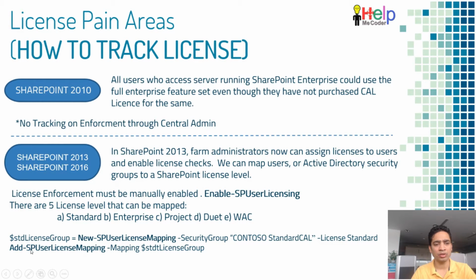Now then you add sp user licensing mapping slash mapping, and then this variable for enterprise. So if you have an enterprise, you just do the same thing. You have the same command, but the last part you need to just change to slash licensing enterprise. So that's a very important feature that has been enabled on SharePoint 2013 and 2016. It was really very hard to manage licensing on earlier versions of SharePoint. So this was one of the pain areas.